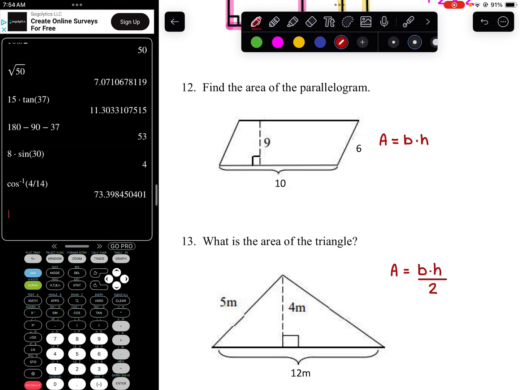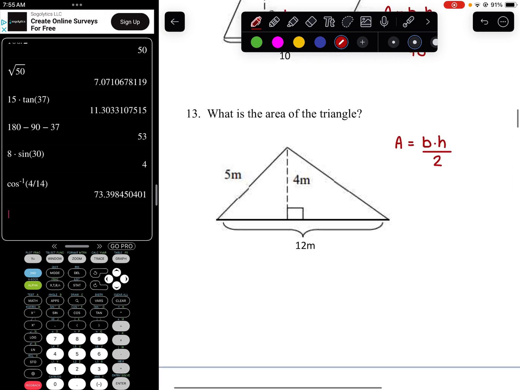Remember, an area of a parallelogram is given by b times h, base times height. Which of these numbers is your base? 10. Which of these numbers is your height? 9. Remember, height has to be perpendicular. Height needs a right angle. The diagonal can never be your height. Height has to be perpendicular.